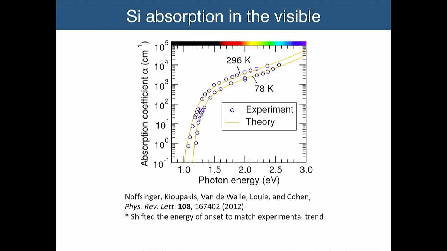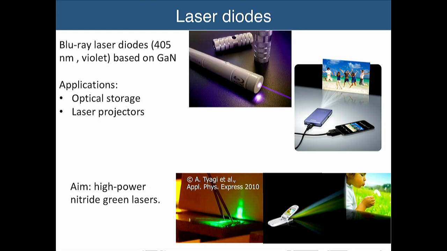I want to mention again that we had to shift the origin because we don't account for temperature dependence of the band structure. But besides this constant factor, you see that the spectra agree with experiment. And today we have the tools to account for this energy shift and we'll get much more predictive power. All right, so this is about silicon.